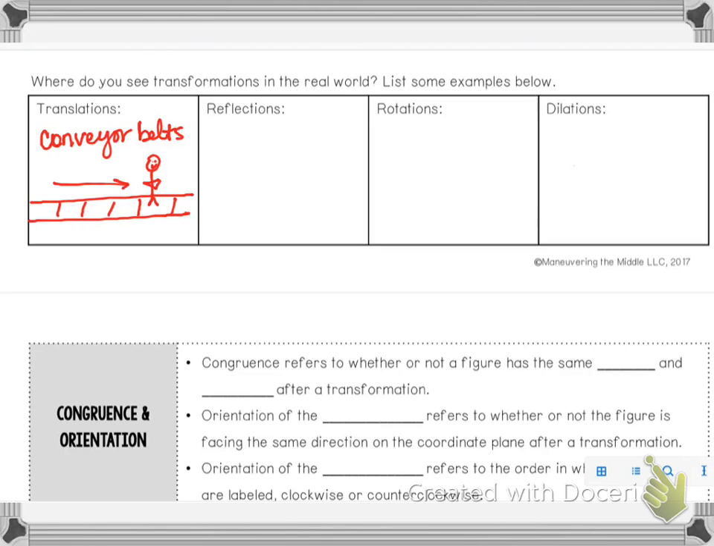So it's just moving you across. You're the same person. You're not flipping up and down and rotating. You're just going straight across. So that's a real world translation.